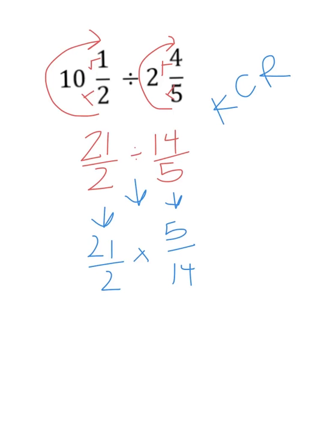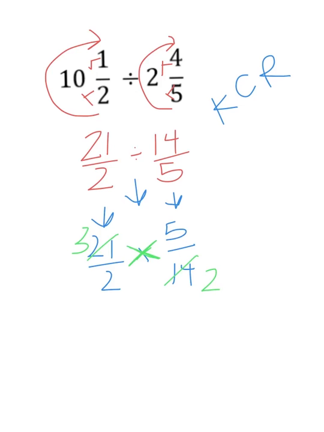Now I like to go ahead and check for some cross simplifying just to make my life easier when I'm multiplying. So I'm going to follow my sign. My 21 and 14 have a 7 in common. So 21 divided by 7 is 3. 14 divided by 7 is 2. 5 and 2 don't have any numbers in common, so I'm all done cross simplifying.